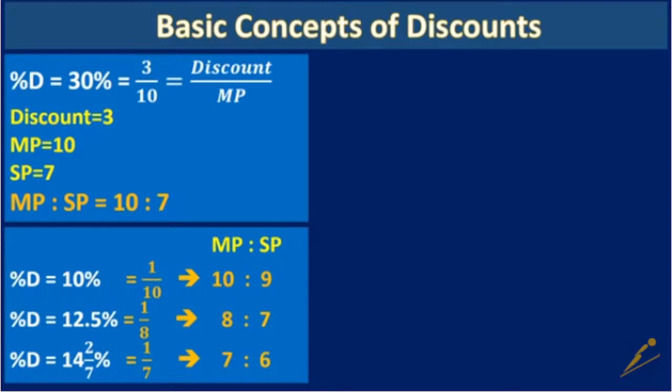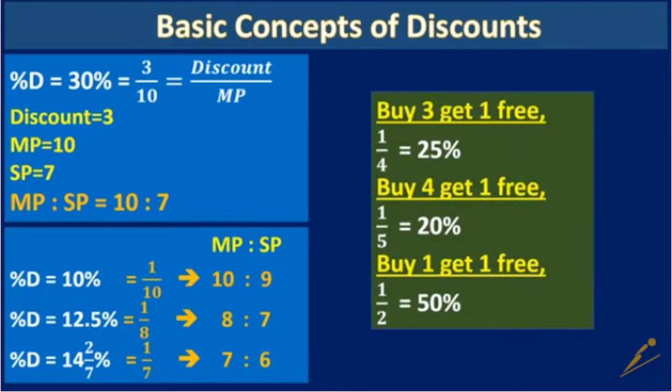Buy 3 get 1 free is equivalent to getting a 25% discount on each item. You're essentially buying 4 items for the price of 3. Buy 4 get 1 free is equivalent to getting a 20% discount on each item. You're essentially buying 5 items for the price of 4. Buy 1 get 1 free is equivalent to getting a 50% discount on each item. You're essentially buying 2 items for the price of 1.